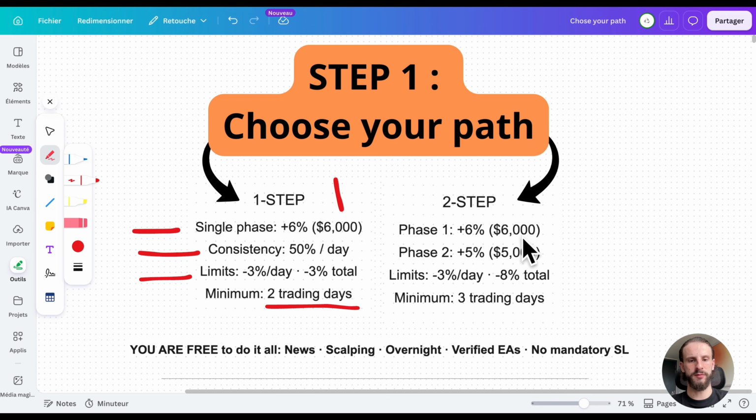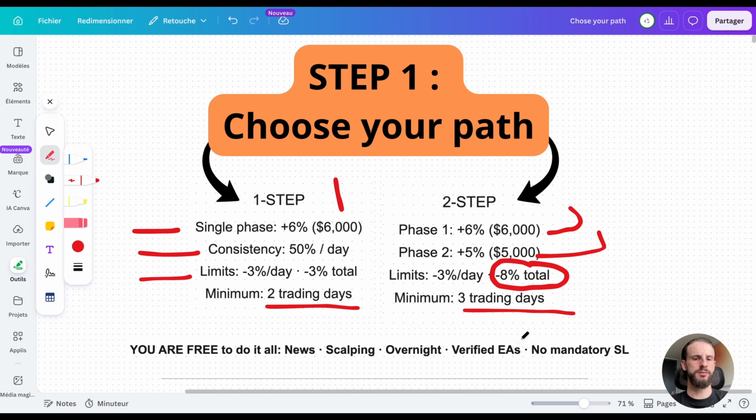On the right, you have the two step. Here you go through two phases. The first one has a 6% target, and the second, it's a bit easier with a 5% target. You keep the same 3% daily drawdown, but in exchange, if I can say, for the extra phase, you get more room to breathe. You can have here a max drawdown that is 8%. Okay, so your max drawdown goes to 8% instead of 3% on the one step. The minimum here is 3 trading days.